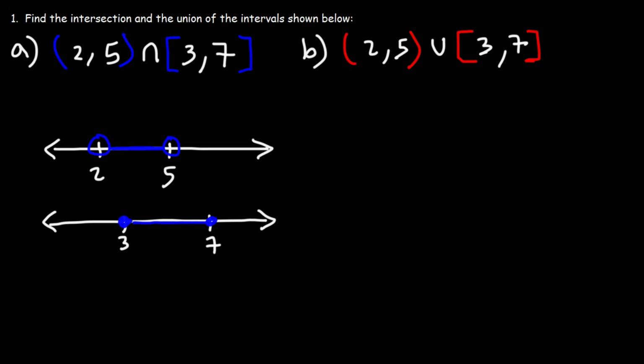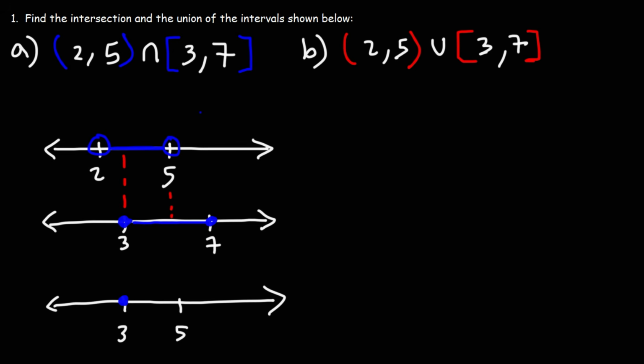Now we want to find the intersection of the two intervals. So where do they intersect? If we line them up, we could see they intersect in this region here, starting from 3 and ending at 5. Now both intervals include 3. You could find 3 here, and 3 exists in that interval as well. So we're going to have a closed circle at 3.